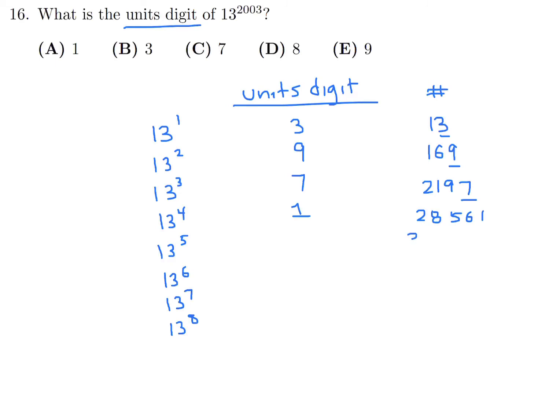Keep going. 371293 is 13 to the power of 5. Units digit is 3.